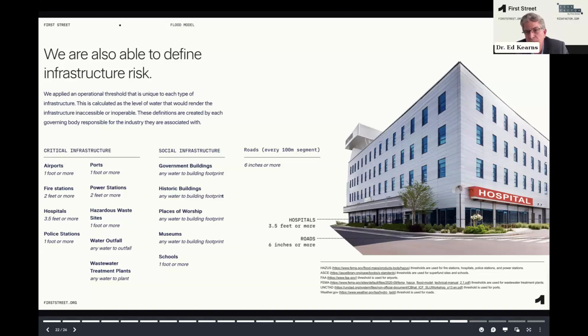Social infrastructure as well. If you're living in a community, but the government buildings and the places of worship and the schools are going to be affected, that means that community is not going to be able to function as it once did if it's suffering under higher flood risk. And of course, also roads, right? Getting in and out of these facilities also matters. So we've assessed every 100 meters of roadway across the U.S. to see whether or not those roads that are leading to these facilities or to these homes are likely to be underwater and unserviceable or not.